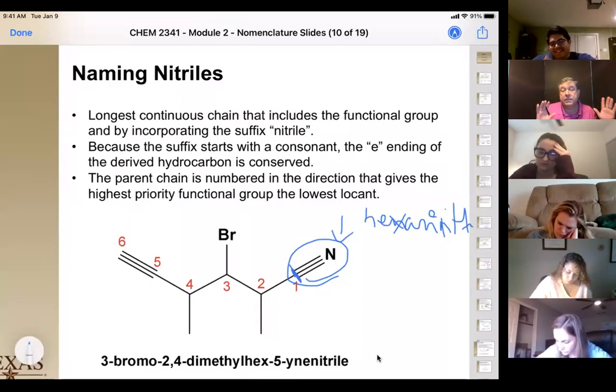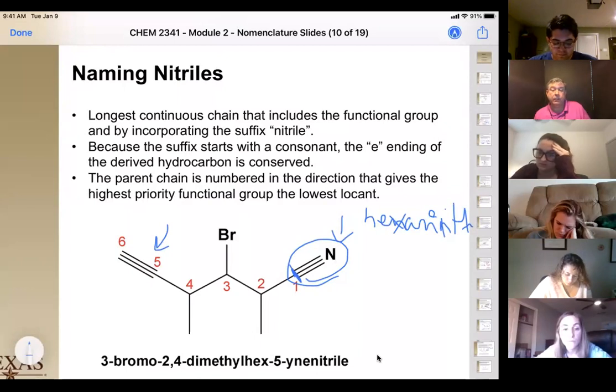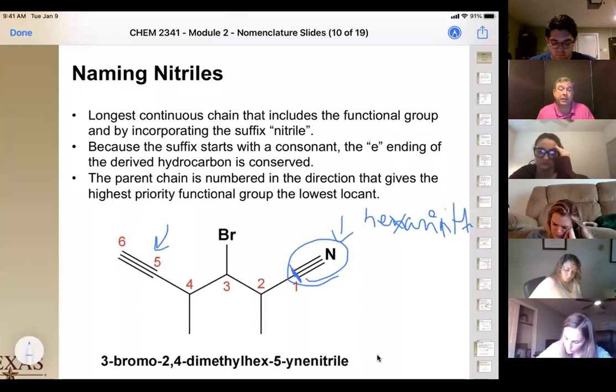We have a total of 6 carbons, so we have a hex. We have a triple bond, and we have it located at carbon number 5, so that's hex-5-yne, and then the word nitrile. Okay, so it'd be hexanenitrile if it wasn't for the triple bond. Because of the triple bond, it's hexynenitrile, sorry.